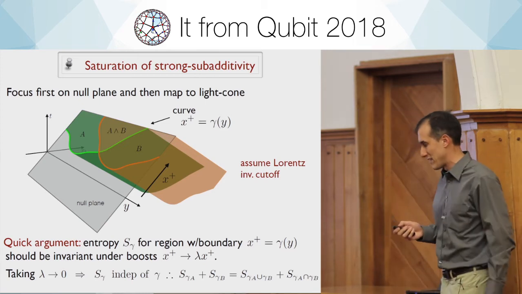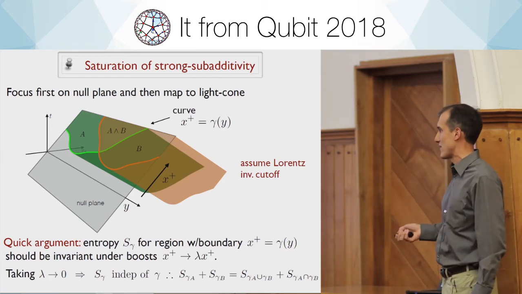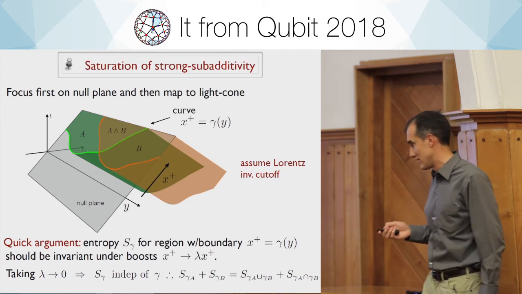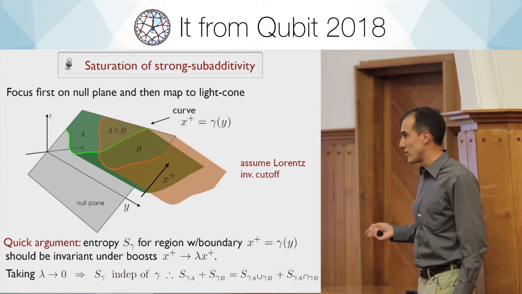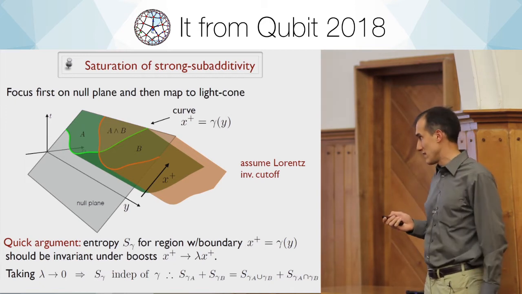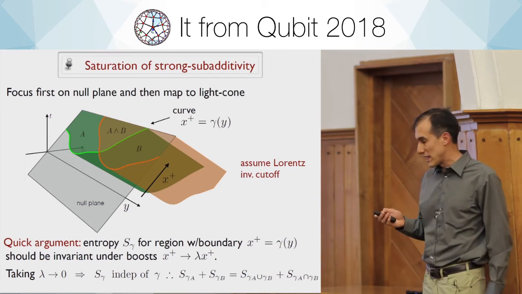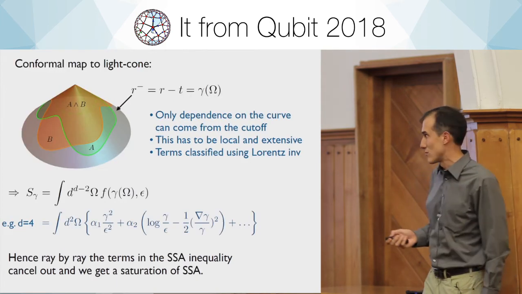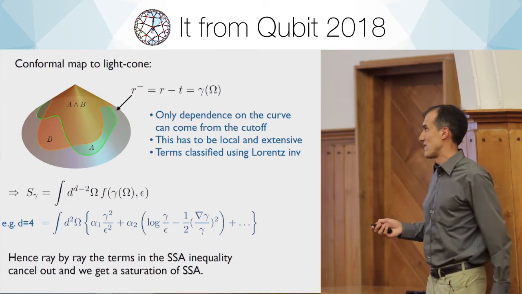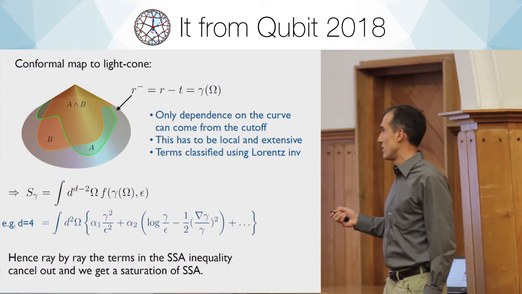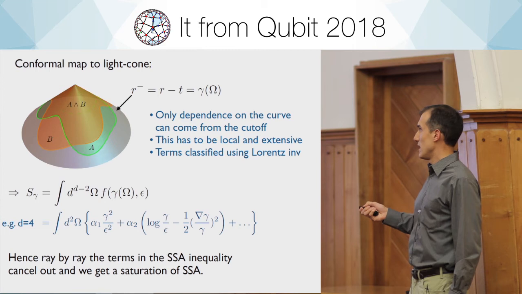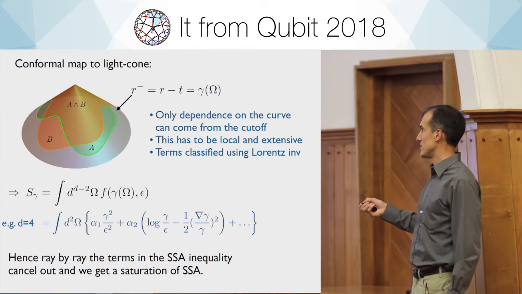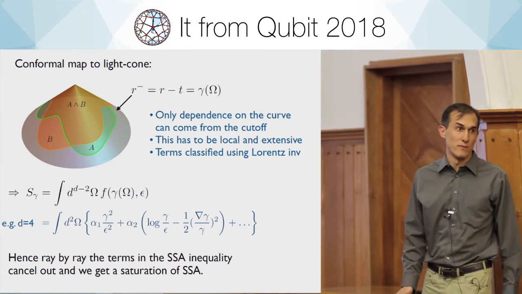So there is, in fact, a stronger property than the saturation of Markov, that is that the entropy is independent of the curve. Now, this is actually true for any QFT. But if we are thinking about CFTs, then we can map this Rindler setup to the light cone. We just do a conformal map, as was also reviewed before today. So here we have the setup, we have the light cone. Now the curve here is described by, say, R minus t, the radial direction minus t, given by some curve gamma, which now depends on the angular direction from the cone.